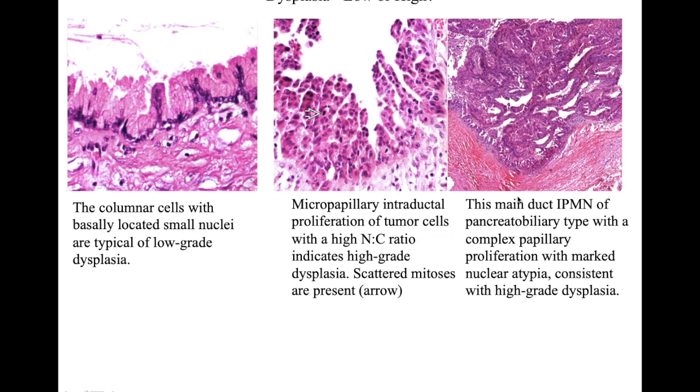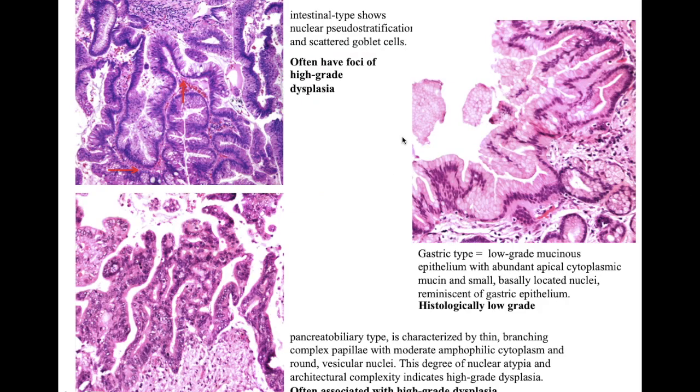And this is another example. This is a main duct IPMN of pancreatobiliary type. Look how complex this proliferative epithelium looks, and we are seeing a lot of high-grade dysplasia. There's multiple types. There's 4 types of IPMN. So we're gonna talk about 3 types over here. We saw a lot of these ones over here. So we saw a lot of intestinal type. We saw some nuclear pseudostratification, a bunch of goblet cells. And the importance is that these can have foci of high-grade dysplasia. And that changes the prognosis to some extent.